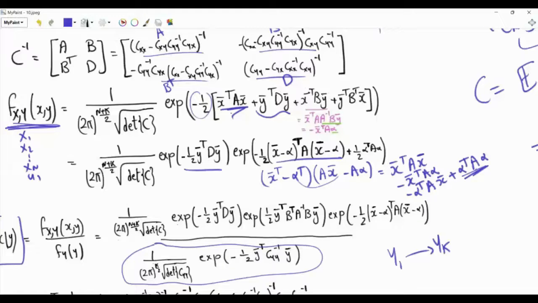Alpha transpose A alpha is not here, okay? And so we have an extra term. If we account for this minus 1/2 that is outside, then we have an extra term, minus 1/2 alpha transpose A alpha. And so we add this term because it was not there. What about these two terms? So these two terms will play the role of these two.